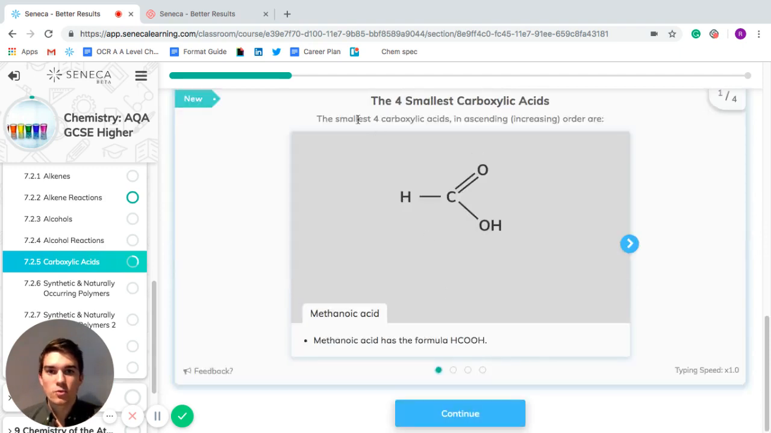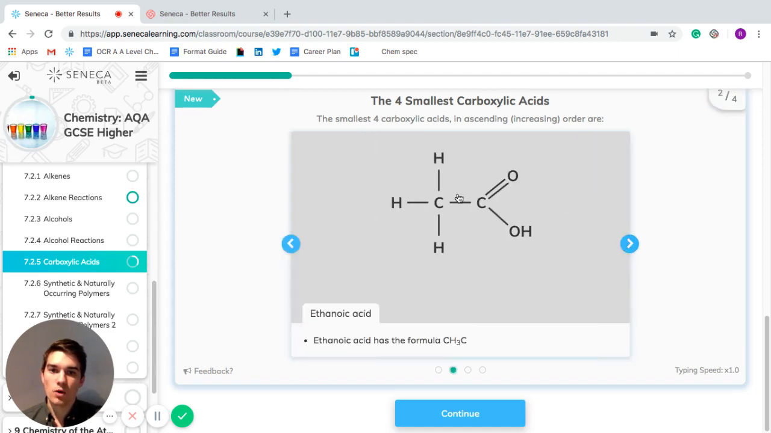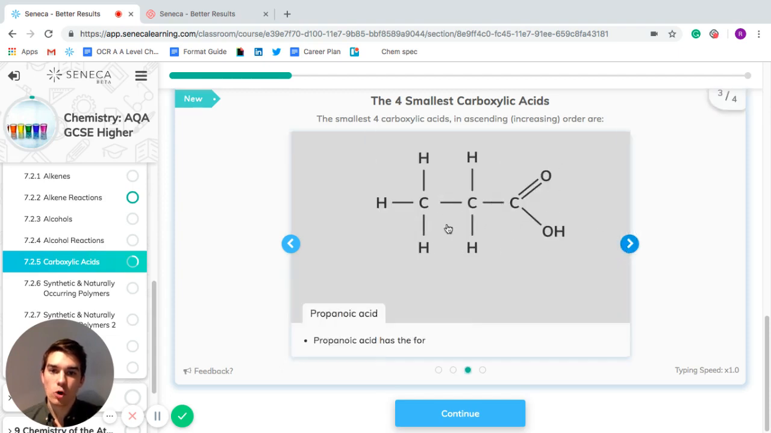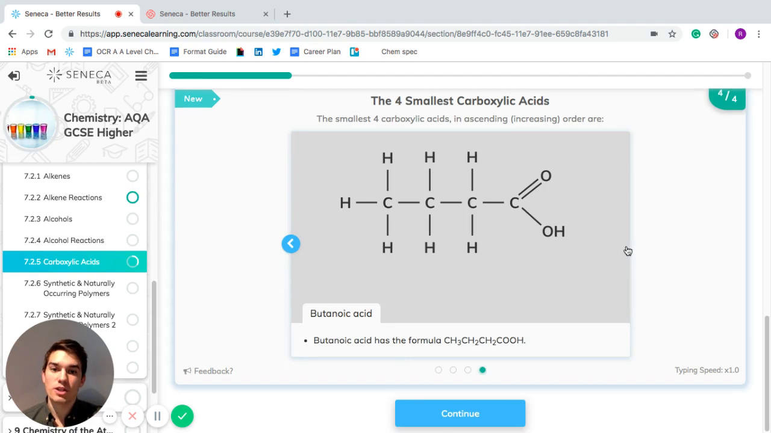So, the four smallest carboxylic acids, in ascending order. Let's start with the smallest. This is methanoic acid, just with one carbon there. Next, we've got ethanoic acid. We've got 2 carbons, so you might start to see a pattern here. We've got propanoic acid with 3 carbons. And butanoic acid is the last one we're going to look at.